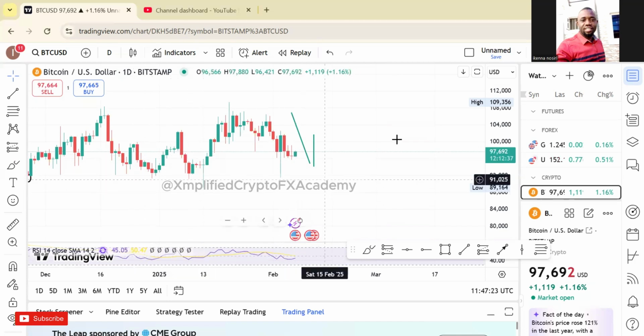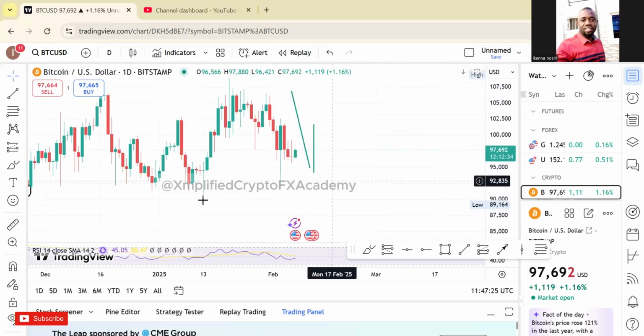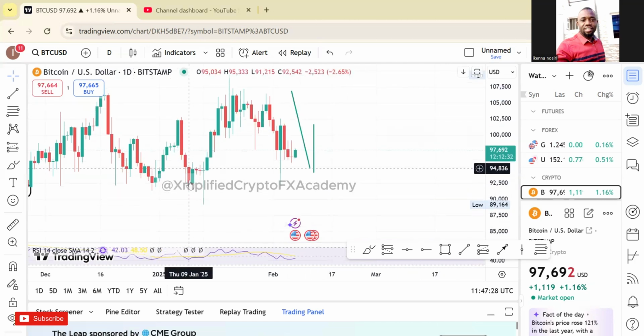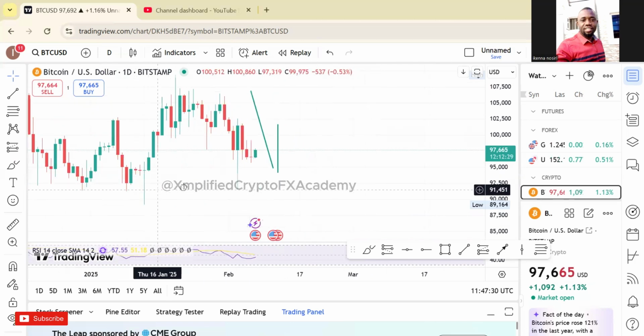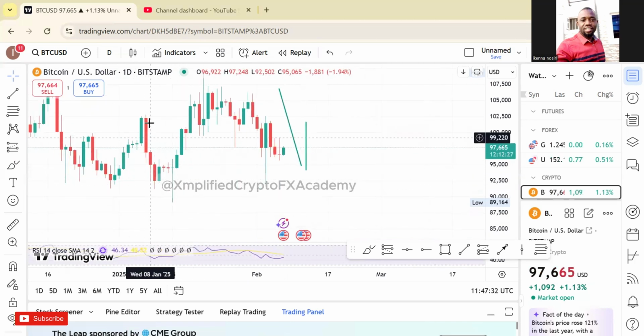Another one we should look at is this one here on the daily time frame. This is a tweezer bottom. After Bitcoin fell from 102 to here, there was a tweezer bottom.